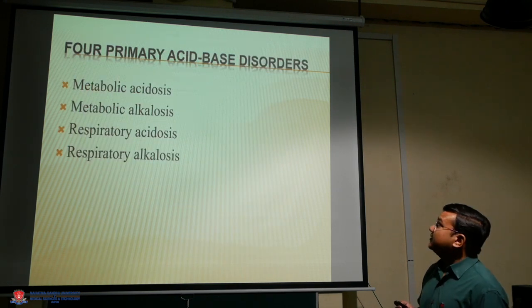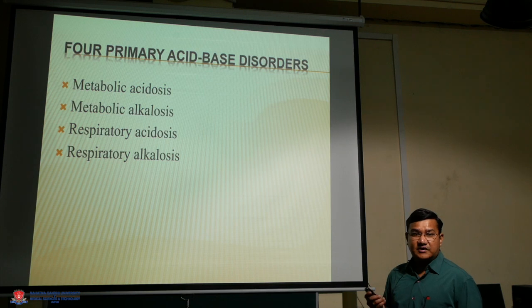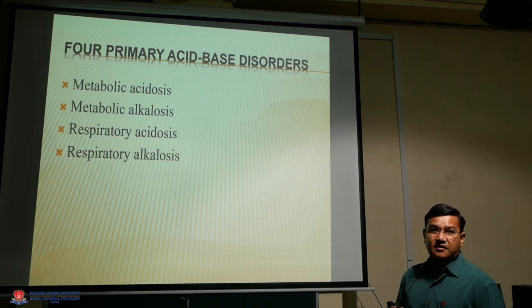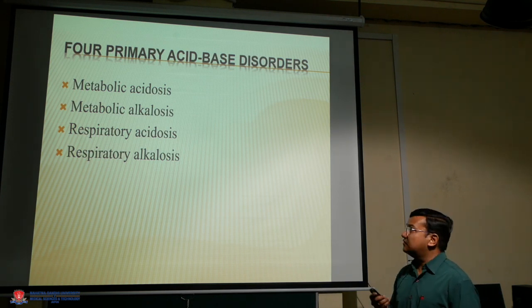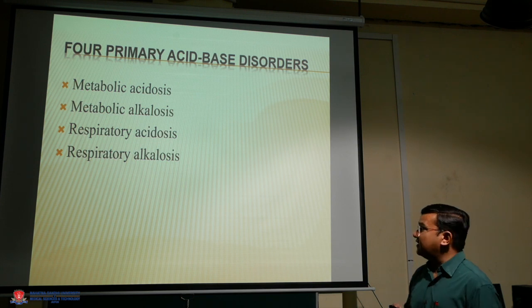Now there are 4 primary acid-base disorders. Primarily there are two types of disorders, metabolic and respiratory, and out of these we have metabolic acidosis, metabolic alkalosis, respiratory acidosis, and respiratory alkalosis.